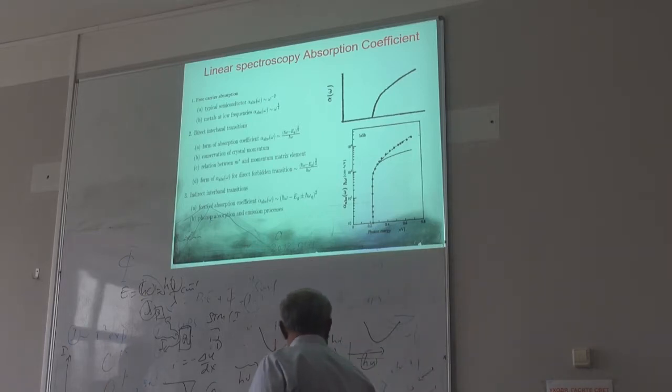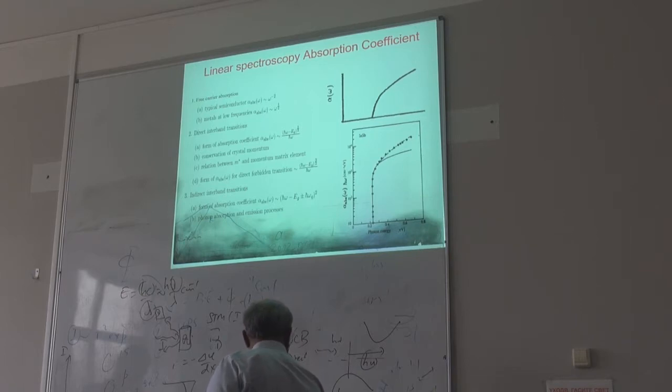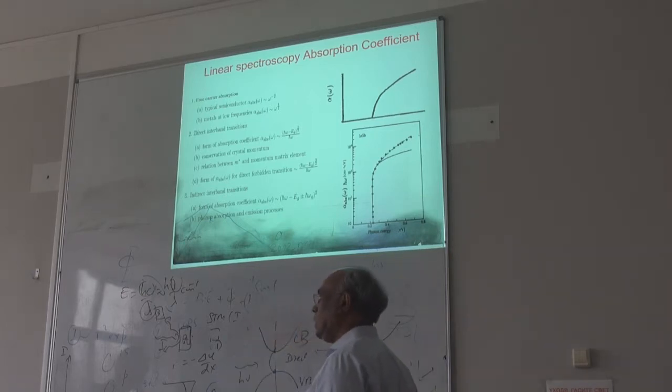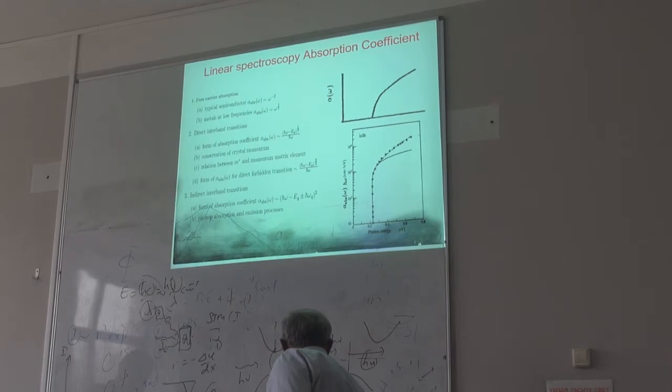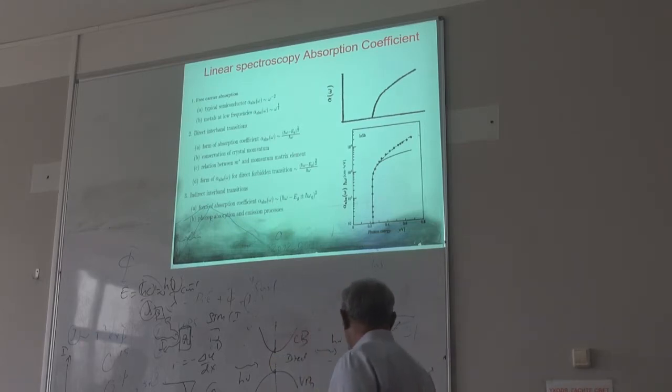If you look at your absorption alpha as a function of h nu, for a direct band gap, alpha is proportional to h nu minus Eg, the band gap, to the power of one half, the square root. So if you plot alpha squared against h nu, you will see a straight line, and this intercept value will be Eg.